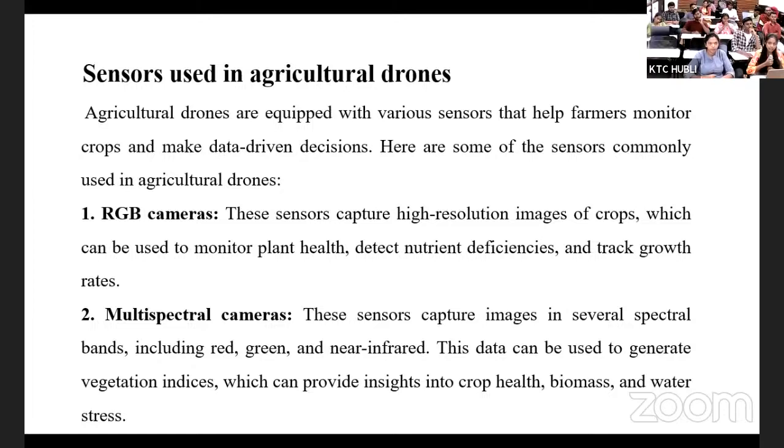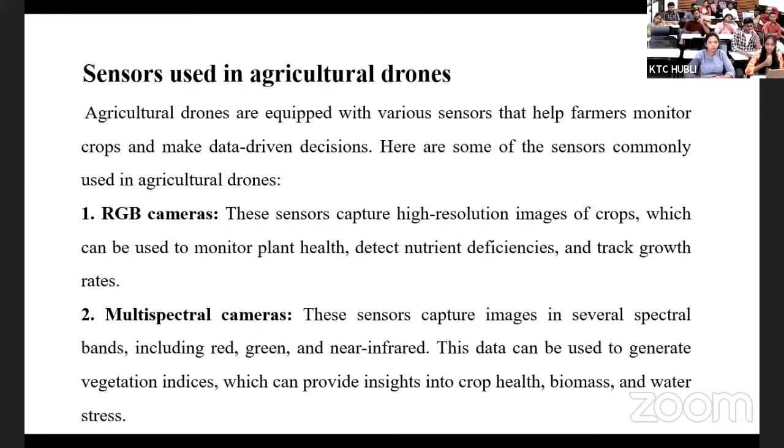RGB cameras. These sensors capture high resolution images of crops, which can be used to monitor plant health, detect nutrient deficiencies, and track growth rates. Multispectral cameras. These sensors capture images in several spectral bands, including red, green, and near infrared.